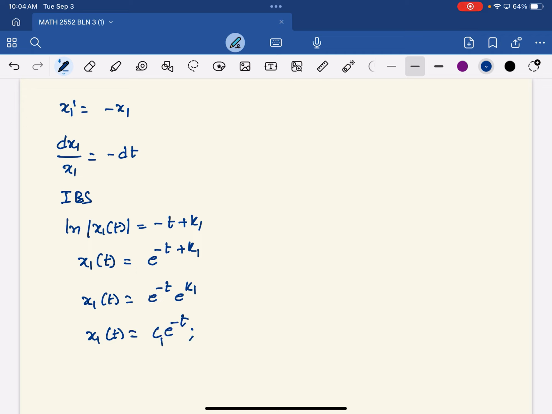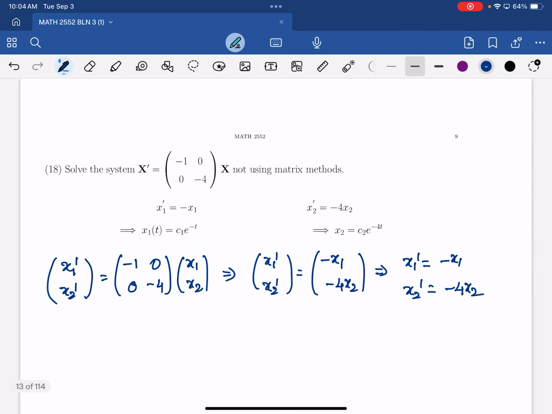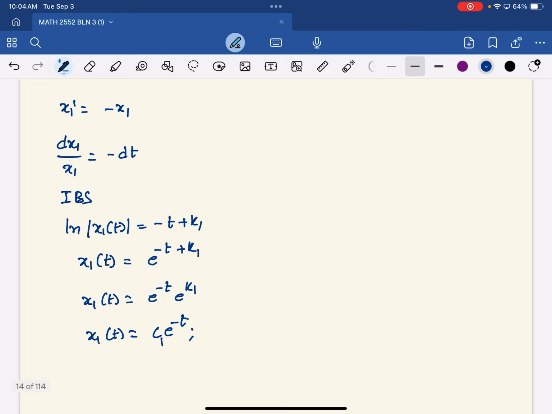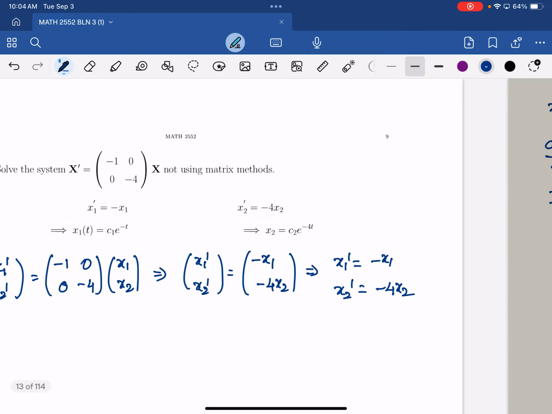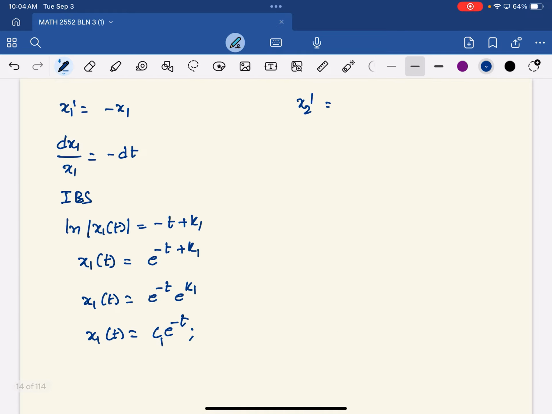Do you agree with me on that? Nothing complex, right? Nothing complex. Do you all agree with me? Okay. Now, because it's nothing complex, we are on familiar territory. Let's go with the other one, which is x2 prime equals negative 4x2.